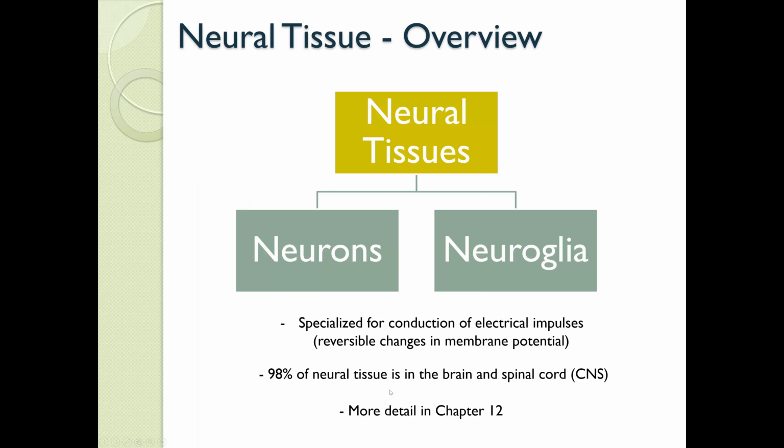98% of neural tissue is in the brain and the spinal cord, which is what we call the central nervous system. The remaining 2% makes up the peripheral nerves that are out in your body. And we're going to go into a whole lot more detail in chapter 12. That's where we really have lots of fun because my background is neuro. So we're just introducing you at this stage in chapter 4.